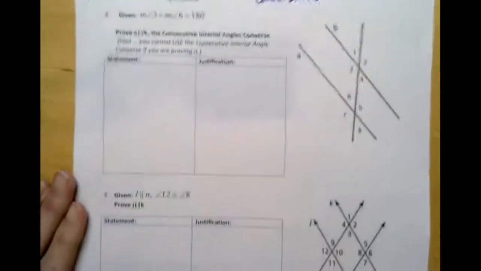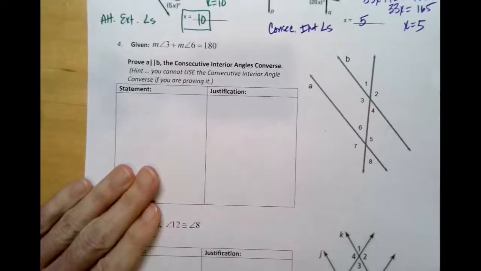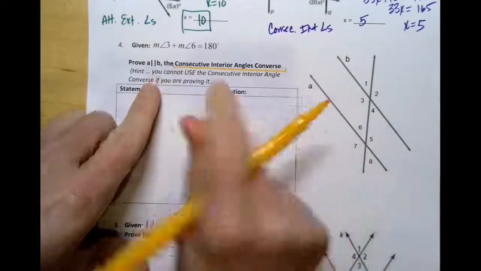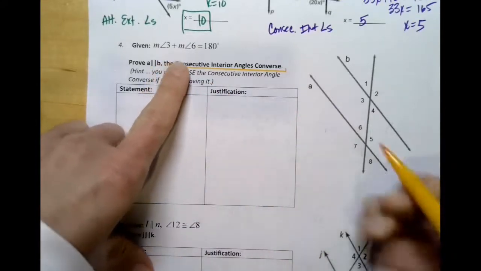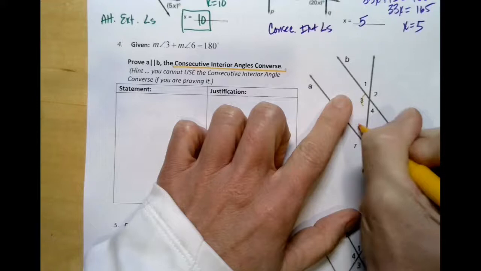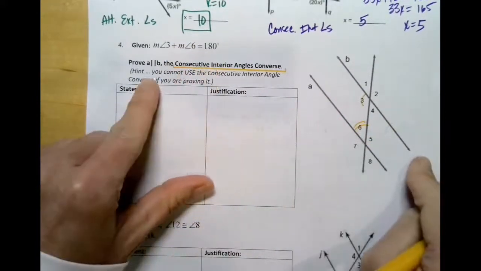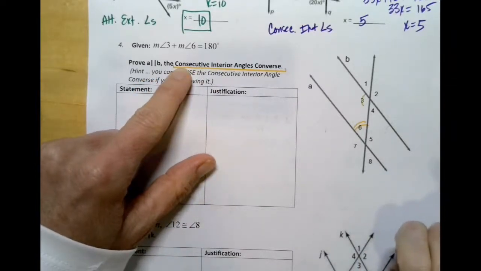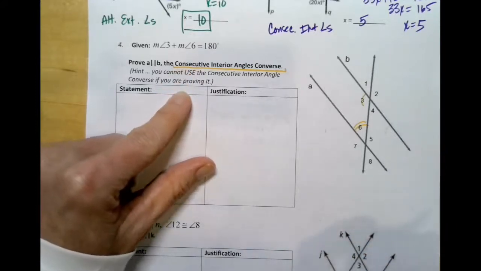All right, so now we've got two proofs, and I want you to pay careful attention to how we go through talking about each of these proofs. And the one thing to keep in mind is if you're proving a converse or a theorem, you can't use it. So I can't say, oh, 3 and 6 are supplementary, so then A and B are parallel. I can't just say that because of the consecutive interior angle theorem. We want to put some meat behind it so we can prove it and say it.